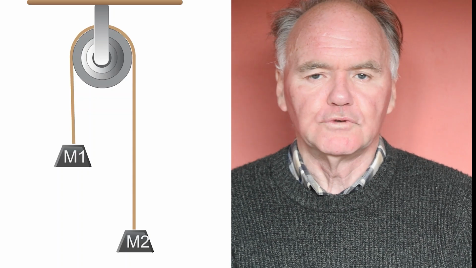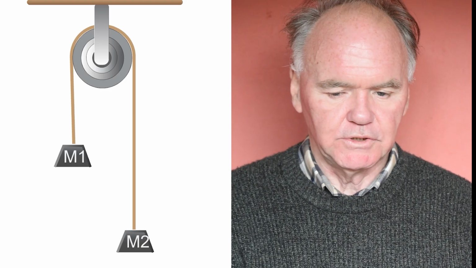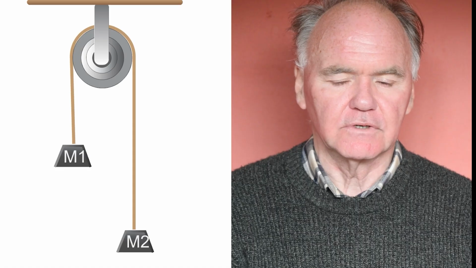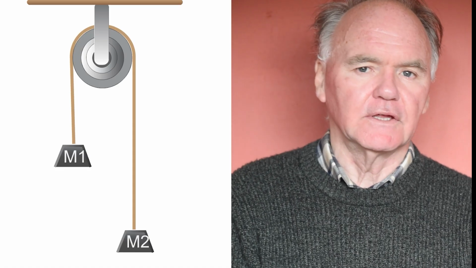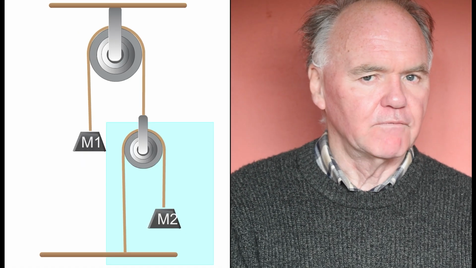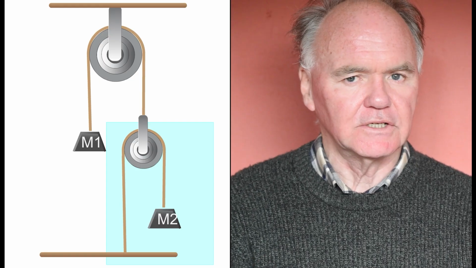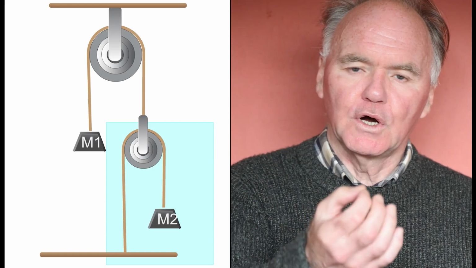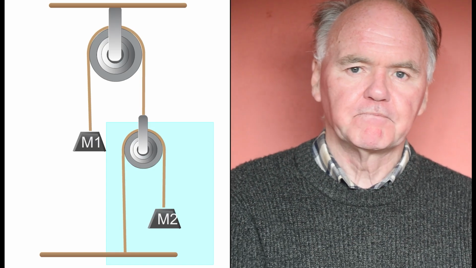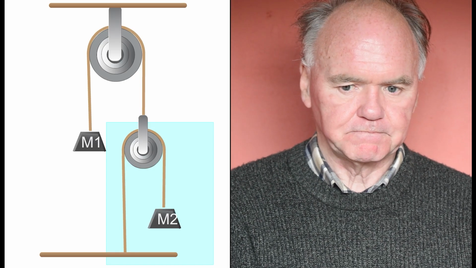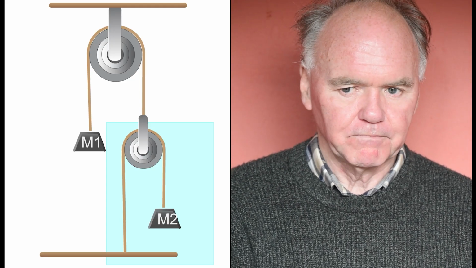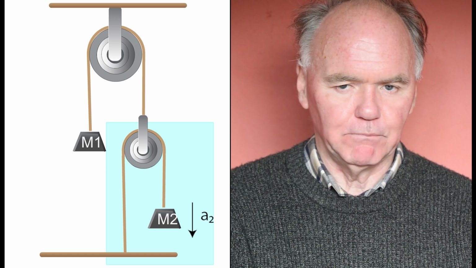Hello everyone, and I hope you enjoyed my last video on the Atwood machine, where we use this device here to determine the acceleration due to gravity. Now here I've got another version of the machine, replacing the mass on the right hand side with a pulley, and another mass that's attached across that pulley to the floor. And the question I'm going to ask here is, what is A2, the acceleration of mass M2?